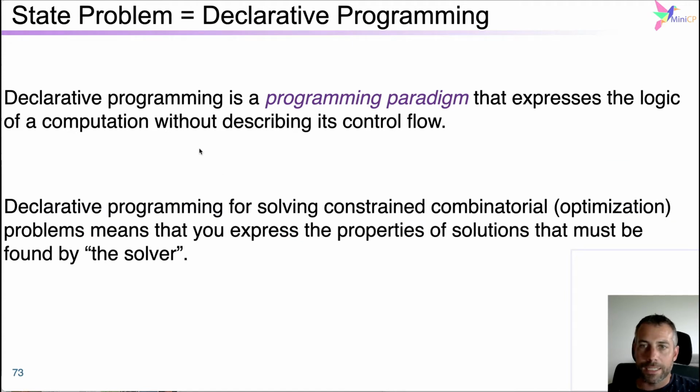So in declarative programming, the programmer expresses the logic of the computation, but does not really describe the control flow. Declarative programming means that you just express the properties that need to be satisfied by the solver that is in charge of finding a solution to the problem. So you really describe the properties, the constraints that need to be satisfied.